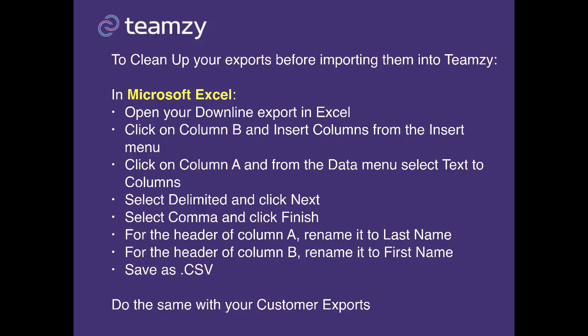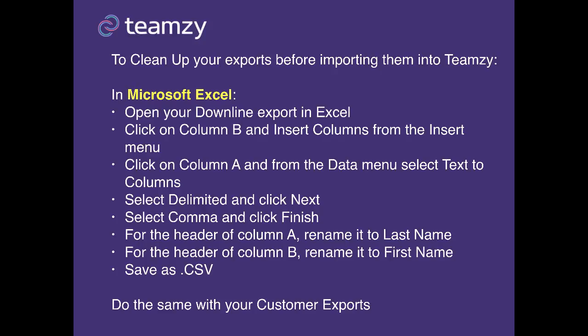Now we need to go back and label the headers. For column A, we're going to call it last name. For column B, we're going to call it first name. This is so Teamzy knows what's in those columns and puts them in the right place. Then we're going to save the file, Save As from the File menu, as .csv. Now go back and do the exact same thing with your customer exports. You're going to split those columns so that your first name and last name are in separate columns.